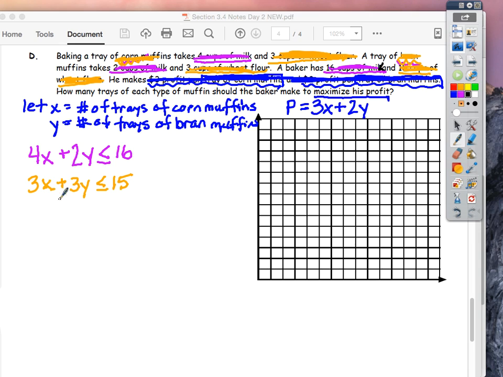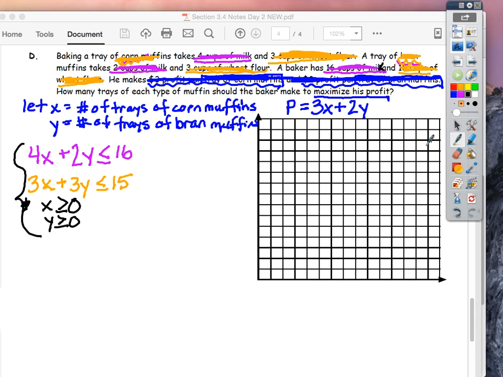But remember, we're dealing with a real life situation. Can you make negative trays of corn muffins? No. So these are your hidden constraints. You can't make negative trays of corn muffins, but you could decide not to bake any. So that's why it's equal to. Similarly, you can't bake negative trays of bran muffins, but you could bake 0 of them. There, my friends, is going to be your system of inequalities, i.e. your constraints.